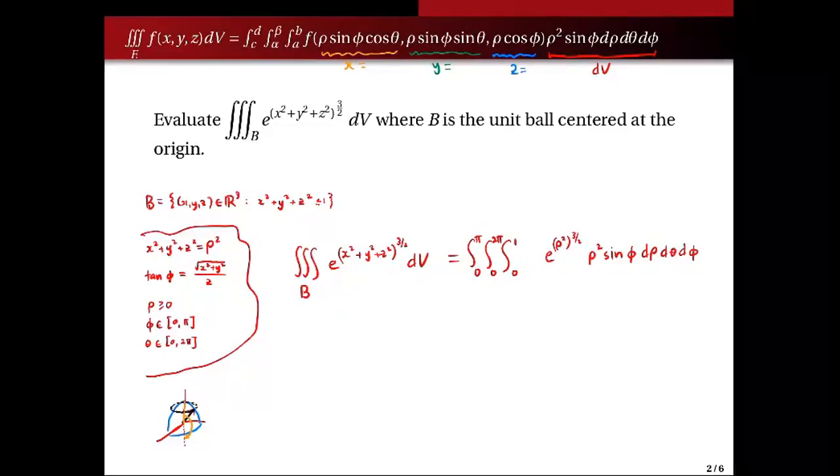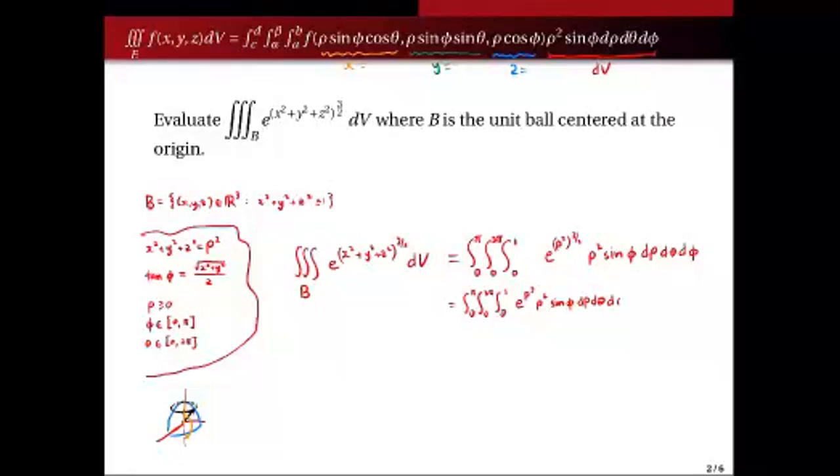So if we simplify this, we'll just have the integral 0 to pi, integral 0 to 2 pi, integral 0 to 1. Our integrand will be e to the rho cube. And then you have your rho squared here, which is nice because it will compensate this rho cube after substitution. And then we have here your sine phi, and then you have your d rho, d theta, d phi.